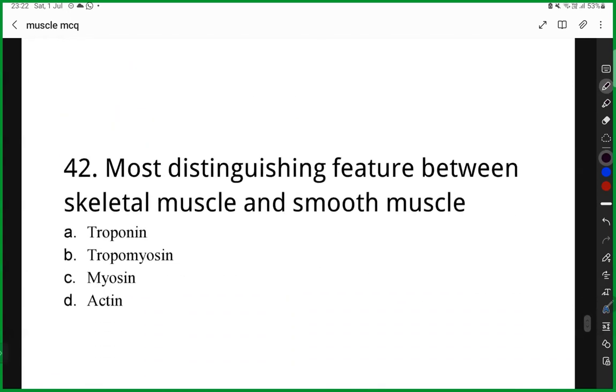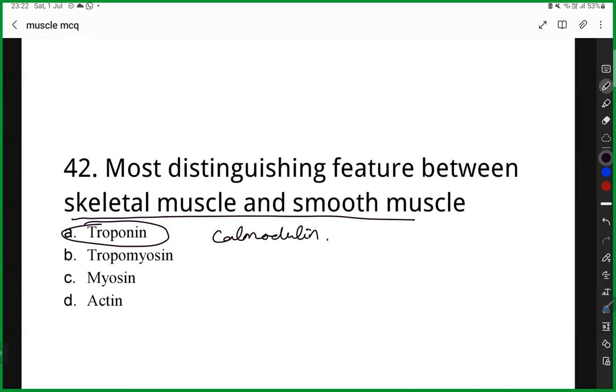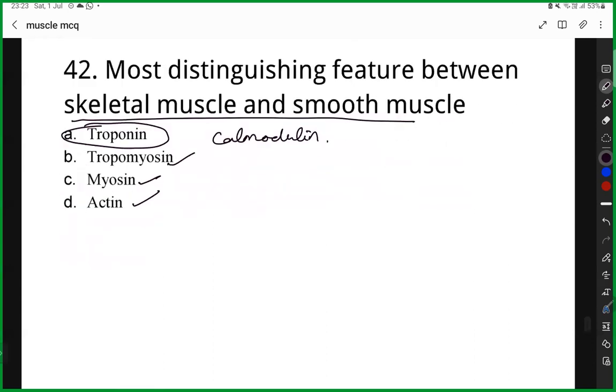Okay, the most distinguishing feature between your skeletal muscle and your smooth muscle. Remember, troponin. There is no troponin in your smooth muscle. You are going to have calmodulin. Your smooth muscle contains tropomyosin, actin, myosin, everything, but troponin is not going to be there.